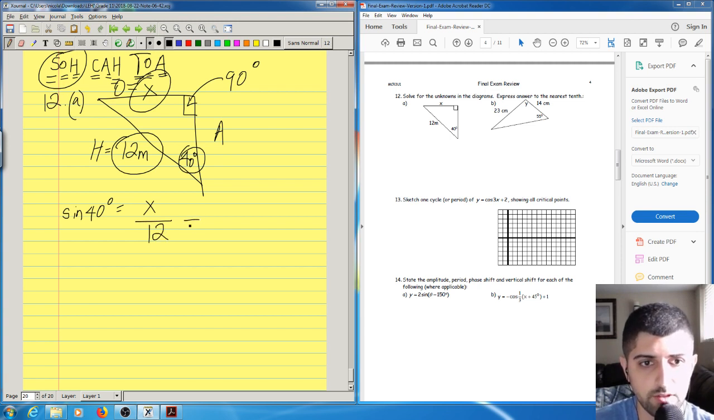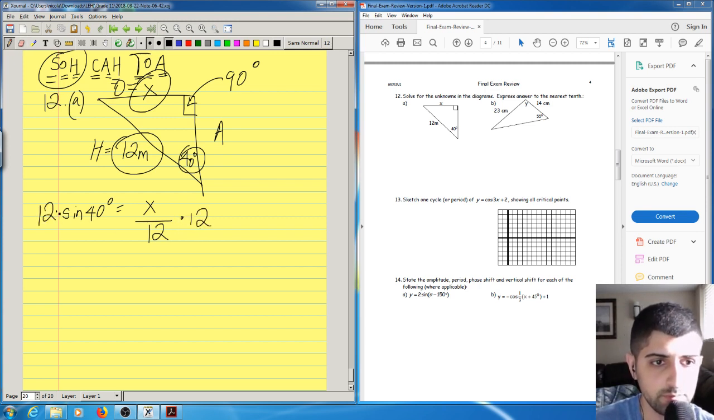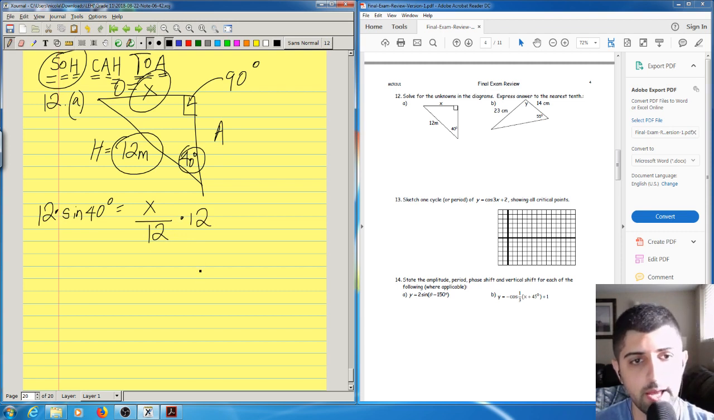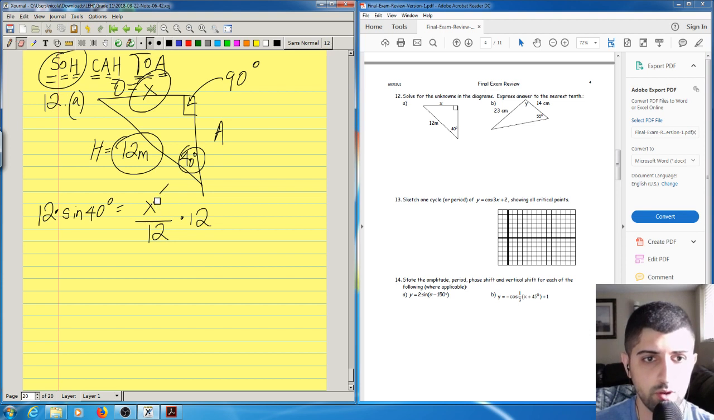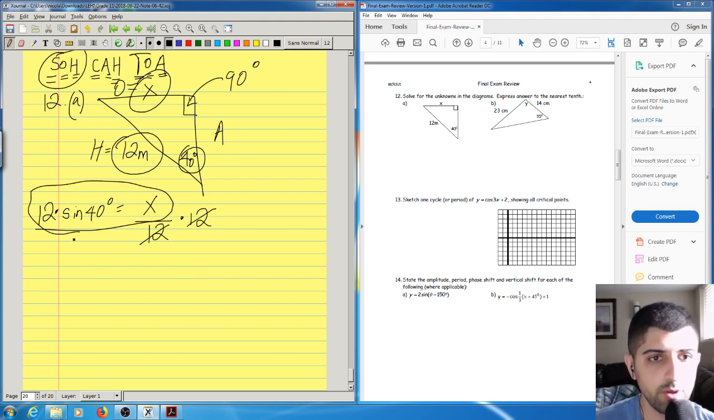So if I isolate for x, which is obviously the goal because that's what you want to find, right now I'm dividing by 12, right? So to undo that, I have to multiply both sides by 12, and I place a dot to symbolize the multiplication. I try to avoid putting an x because that confuses people with that x quantity. So just put a dot. Who cares, right? So I get 12 sine 40, and that's my x.